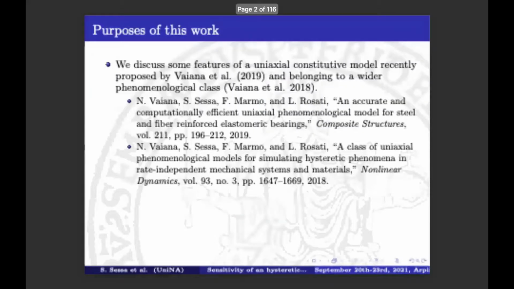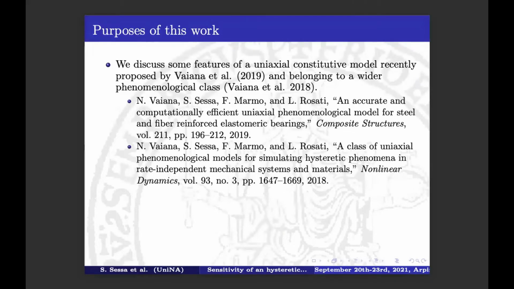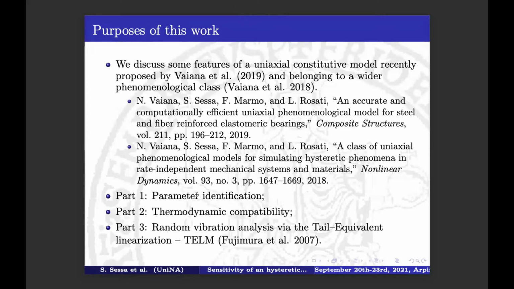Actually, we discuss some features of a single uniaxial constitutive model that belongs to a wider phenomenological class. It is one of the symmetric hysteretic materials. And this is a very schematic outline, because we will start with parameter identification, and then I will give some insight on thermodynamic compatibility of this model, and if we have time, also an application concerning a random vibration analysis that we made with this model.